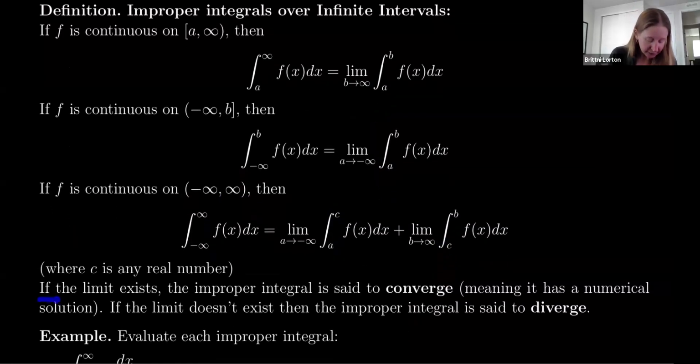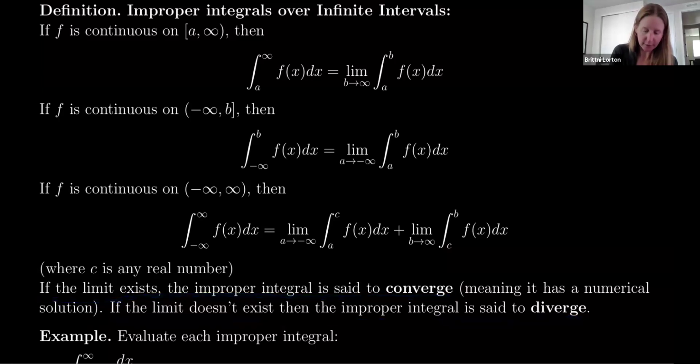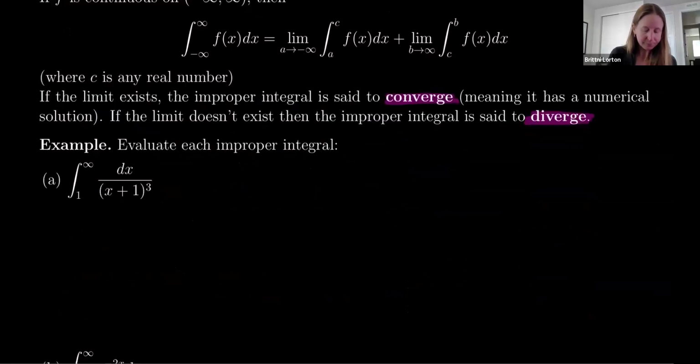All right, and then if the limit exists, the improper integral is said to converge. Meaning it has a numerical solution, right? And it's said to converge to whatever that numerical value is. If the limit does not exist, then the improper integral is said to diverge. It's the vocabulary term there. So those are definitely the two new vocabulary terms. Converge and diverge are vocabulary terms that we are going to use a whole lot the rest of the semester, very, very frequently. So make sure we're comfortable with those vocabulary terms.